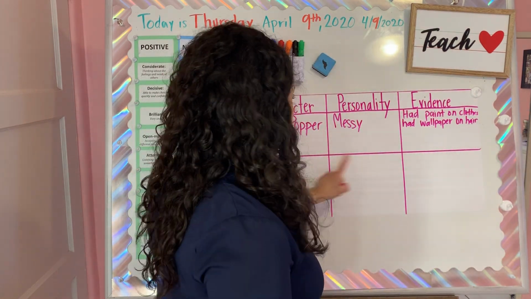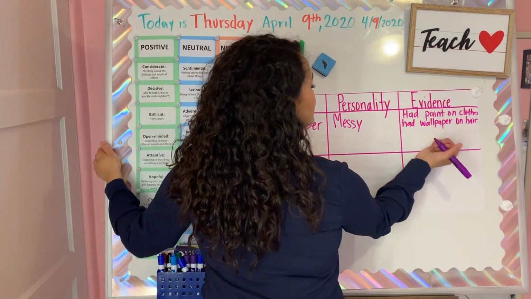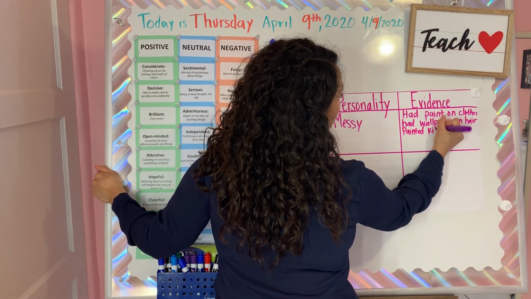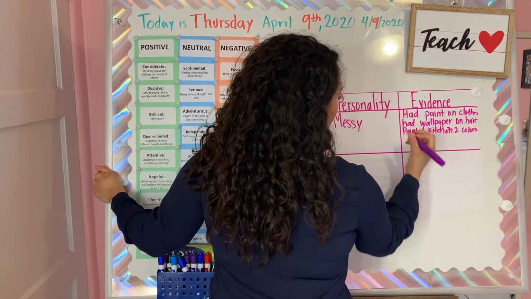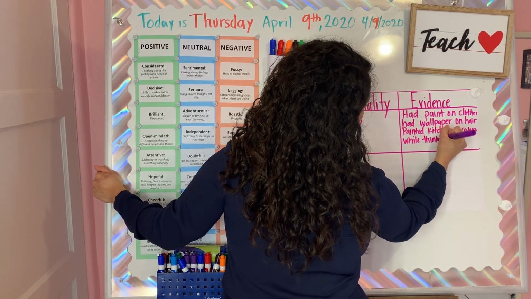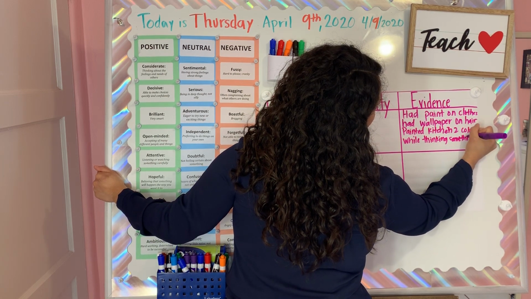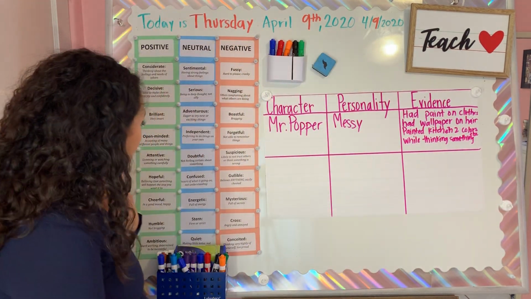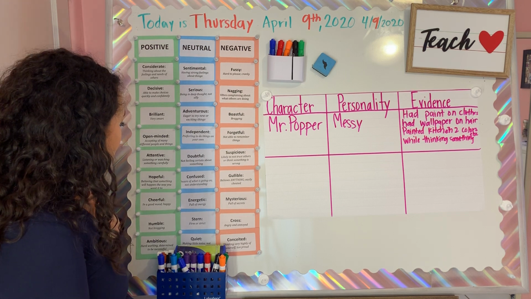And I am going to say, Mr. Popper, evidence, perfect. I'm going to say painted kitchen, 2 colors, while thinking something else. And I know that maybe if you are thinking about something else, I don't see anything in my character trait wall that I could use.